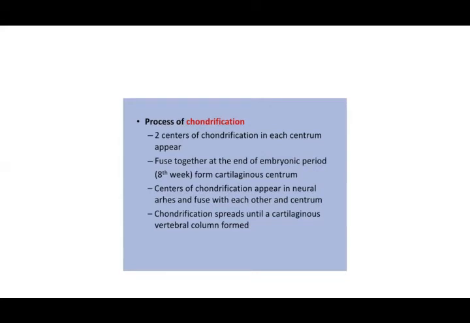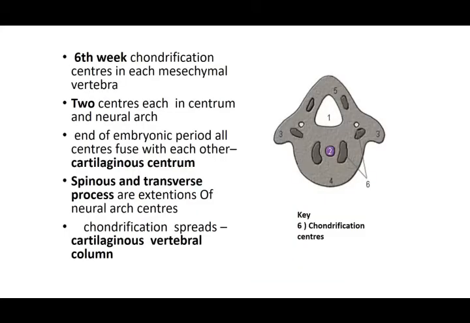If you see this picture, all these dark brown ones are in the posterior processes. In the arches, you have all the processes, that is the sites, as we say, the ossification centers. This is the chondrification center. At 6 weeks in the mesenchymal vertebra, centers appear in the centrum and the neural arch, and all fuse with each other. The spines are extensions of these neural arches, and they spread onto the vertebral column.